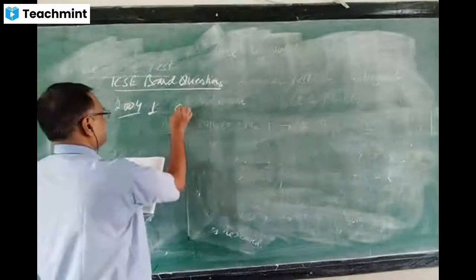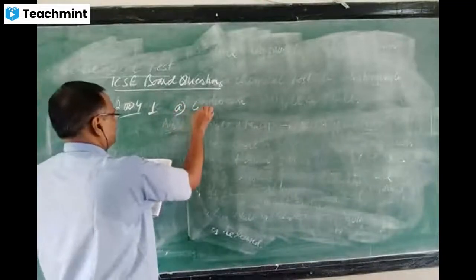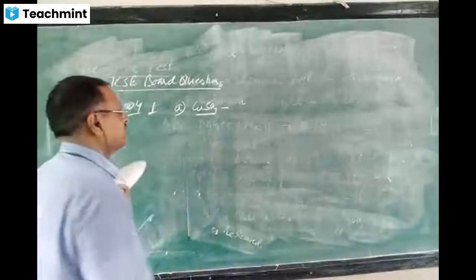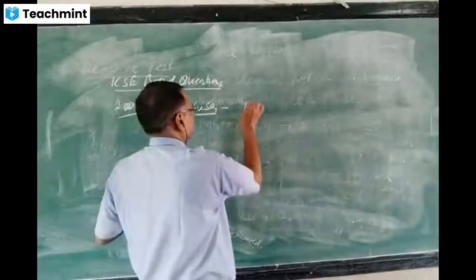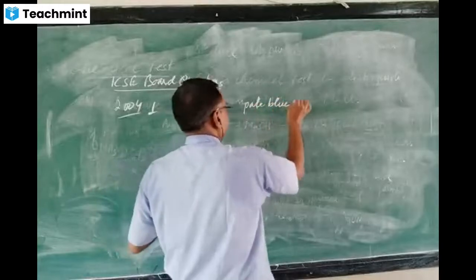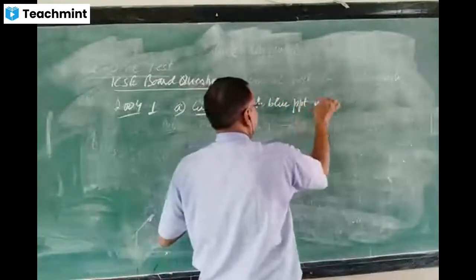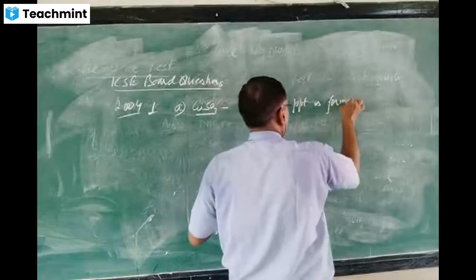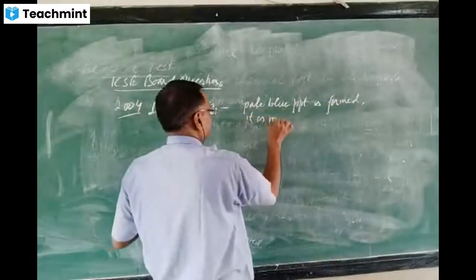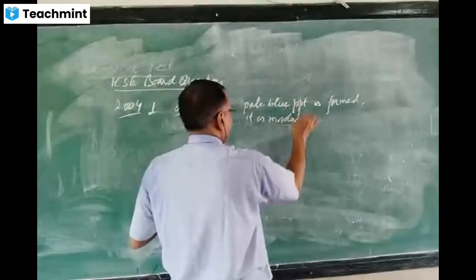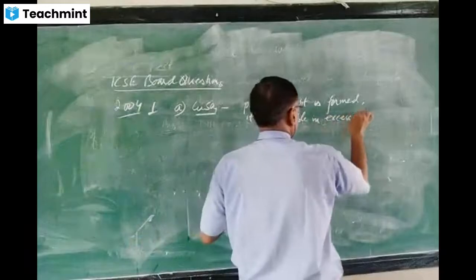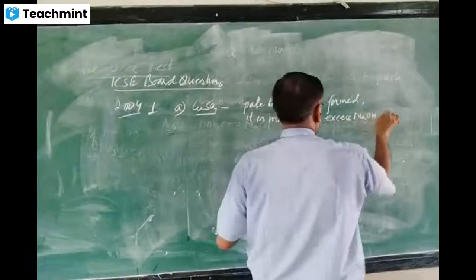First one, A, is copper sulfate. In this case a pale blue precipitate is formed. It is insoluble in excess sodium hydroxide.